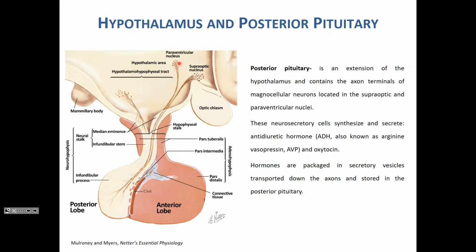Those hormones, in secretory vesicles, are going to be trafficked down the axons, and they're going to be stored in the nerve terminals in the posterior pituitary. And upon the right stimuli, they're going to be released into the systemic circulation.